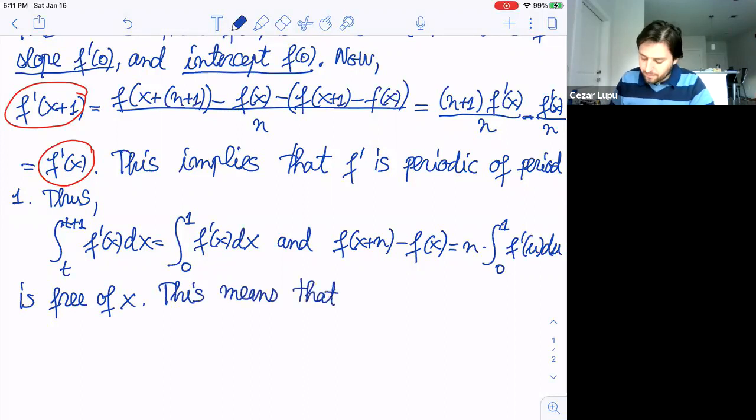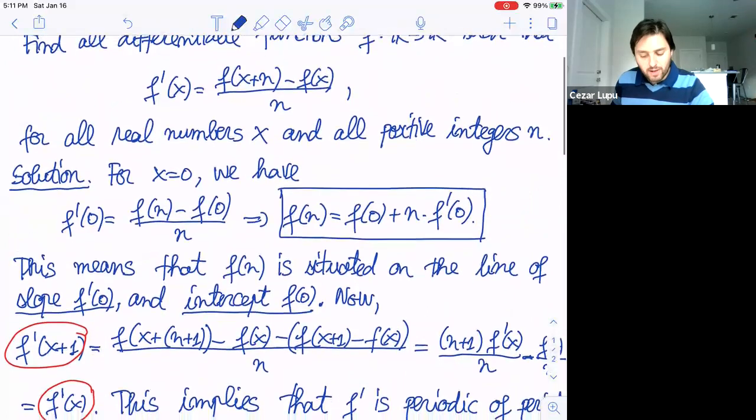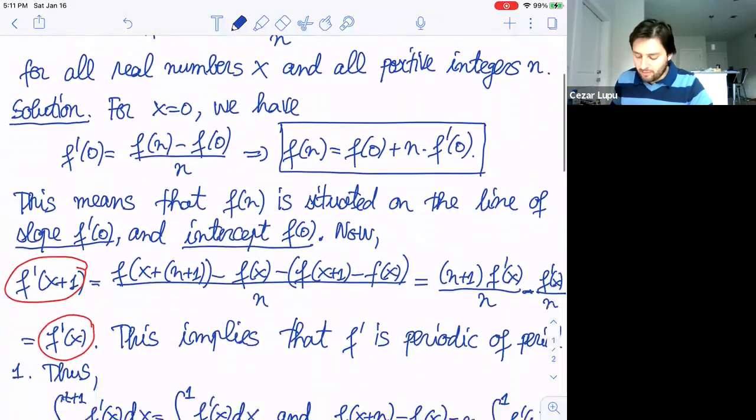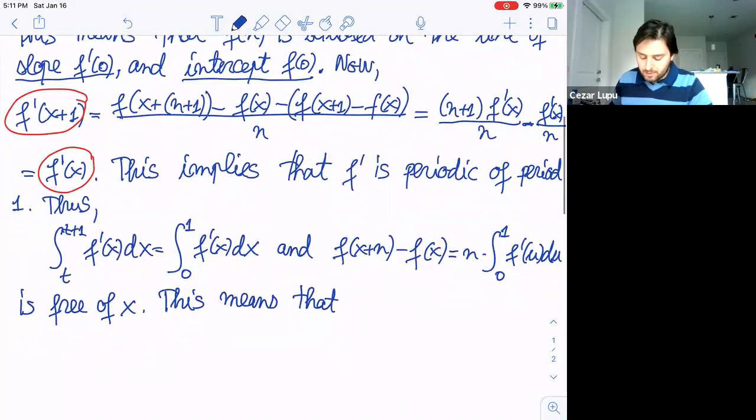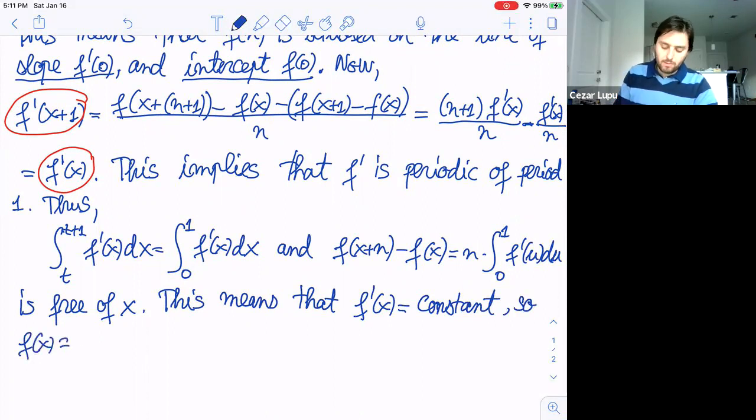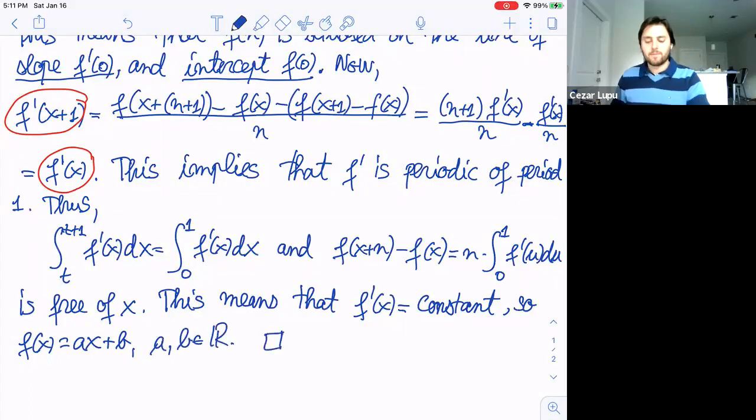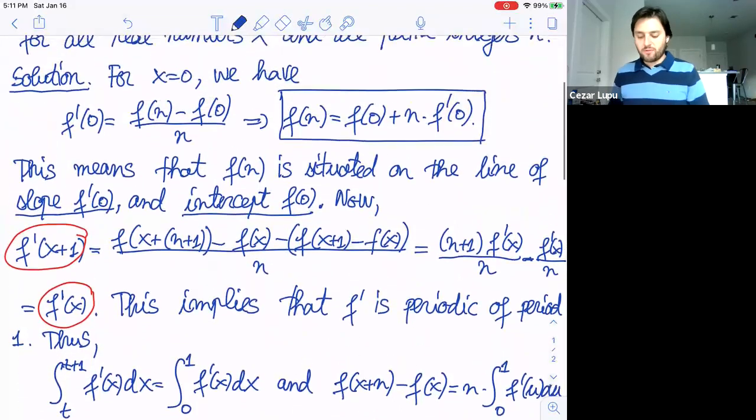So this means that f prime of x, because look at this guy here, f of x plus n minus f of x. If you go back to our equation, you see f of x plus n minus f of x, everything over n, is f prime of x. So this implies that f prime of x is constant, right? So f of x is ax plus b, all affine functions with a, b real numbers. And these are the functions that we're looking for, right? It was pretty straightforward.